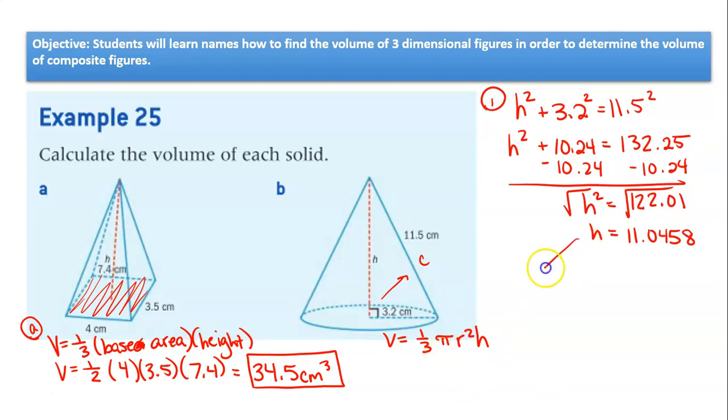Now we're going to substitute that into our formula. We've got the radius, which is 3.2, and the height, which is 11.0458. Substitute all that in, take it to 3 sig figs, and we get 118 centimeters cubed.